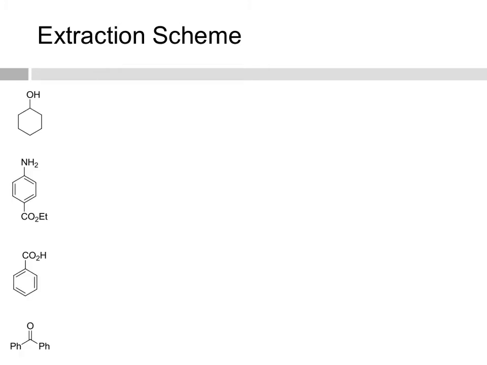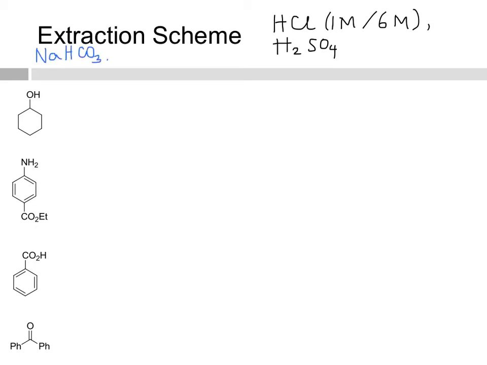Let's first look at the common acids and bases that we use in extraction. So some of the common acids are HCl. It might be a 1 molar solution or a 6 molar solution or anything in between. We use H2SO4 occasionally. Some of the bases that we use are sodium bicarbonate if we want something really mild. And all of these are aqueous solutions.